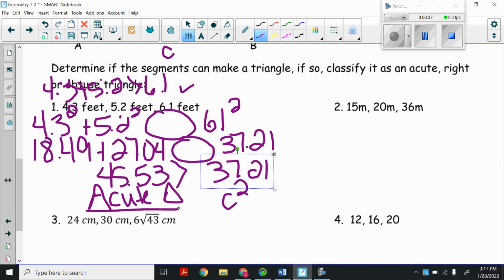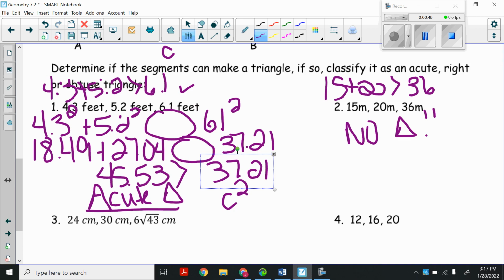So number 2, I have 15, 20, and 36. 15 plus 20, is that greater than 36? No, it is not. So this one, no triangle possible. So always check first to see, can you make a triangle?